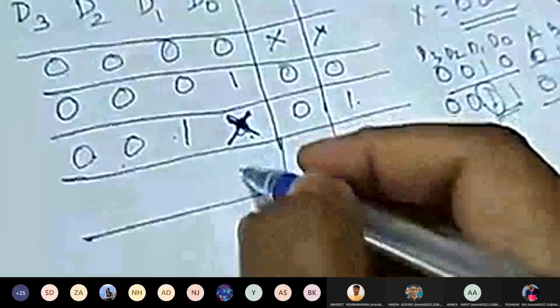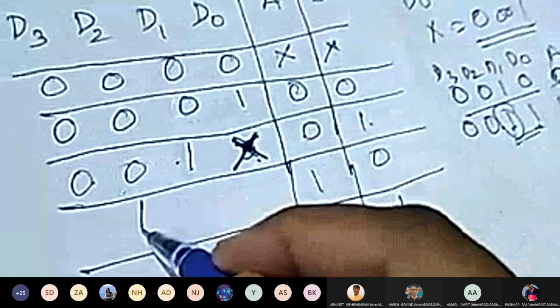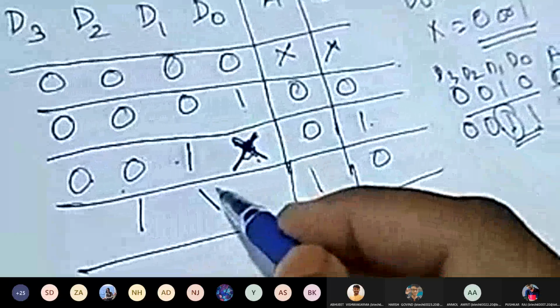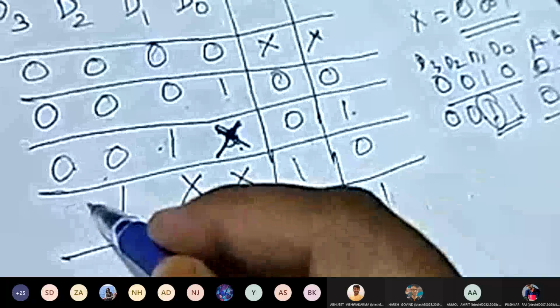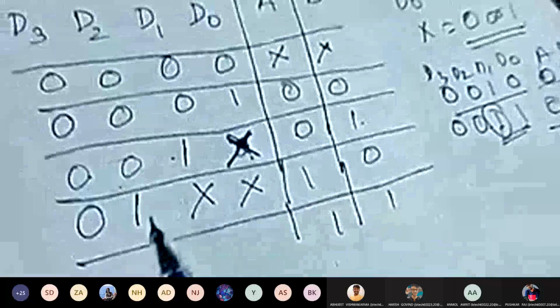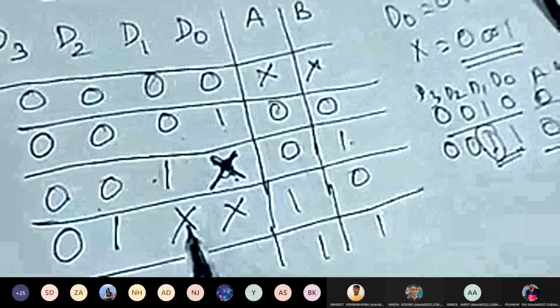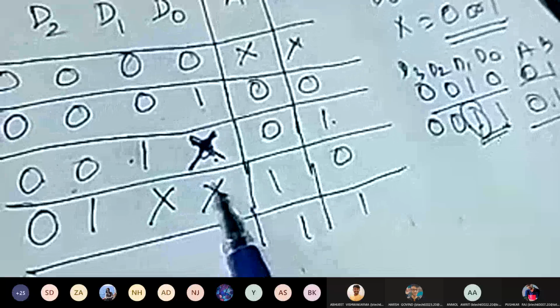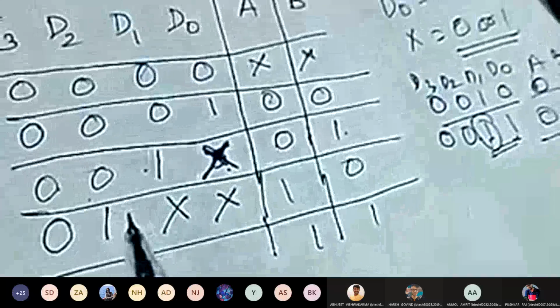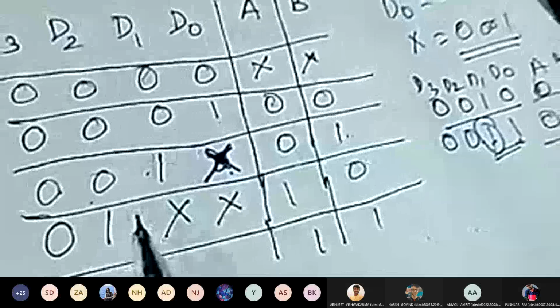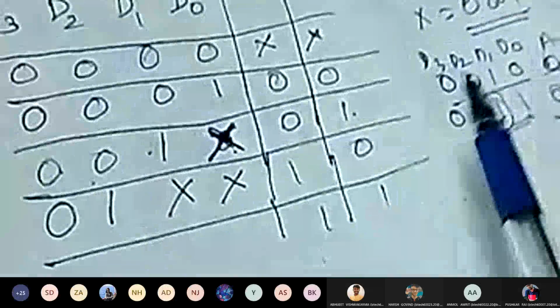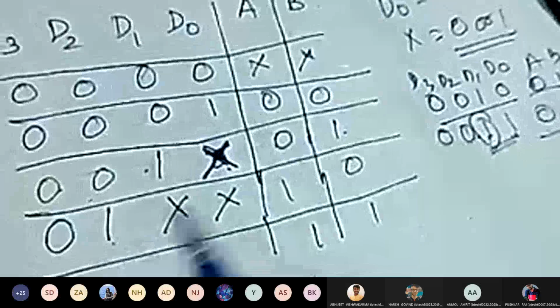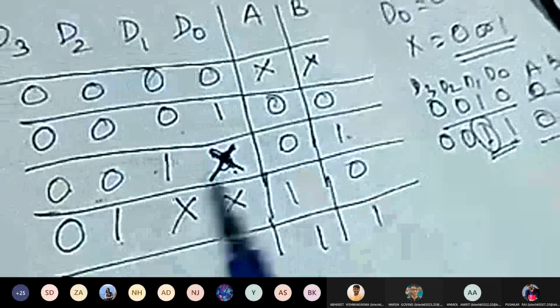Okay. Similarly, when I'll come to D2, so D2 is high and D1 is X and D0 is X and D3 is 0. So what you are going to see, either D1 is 0 or 1, either D0 is 0 or 1, no matters. We will be considering D2 because D2 is highest bit, then D1 and D0. So we will be considering D2, that is 1, 0.